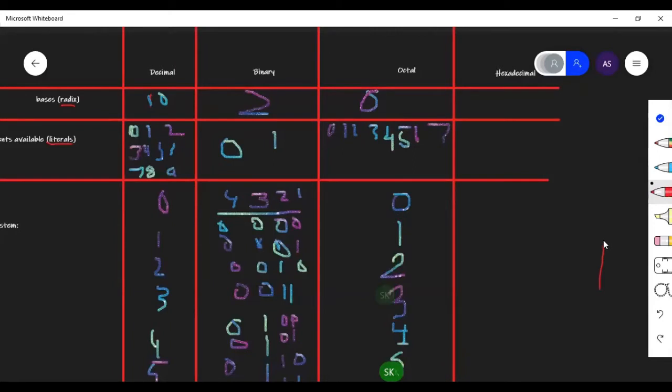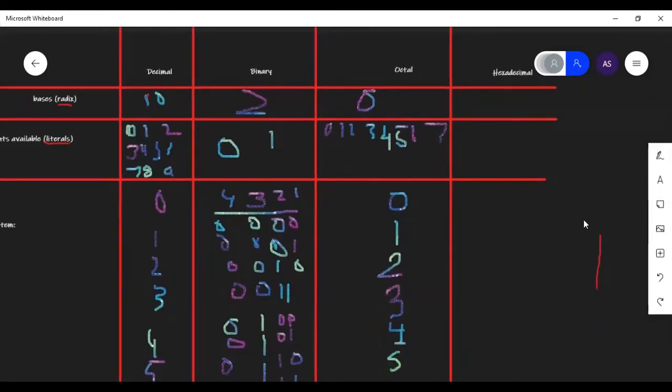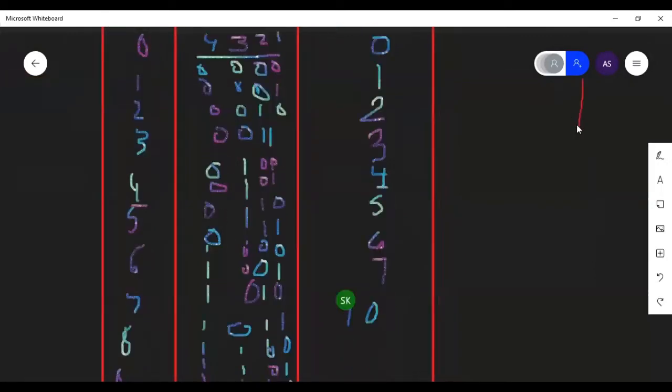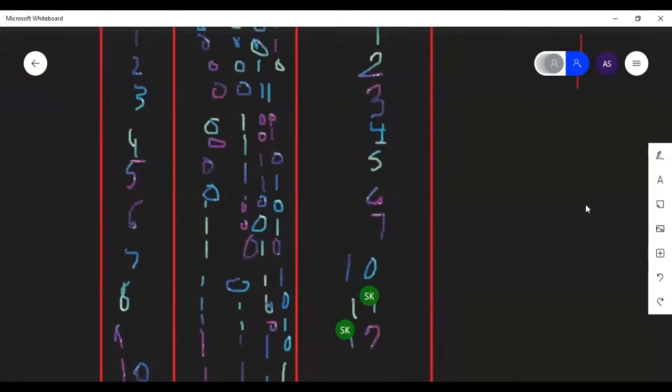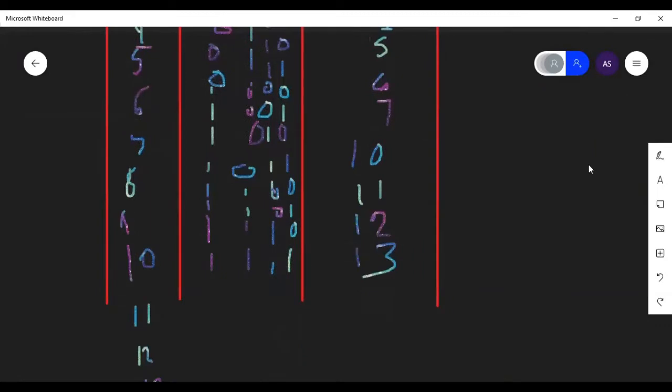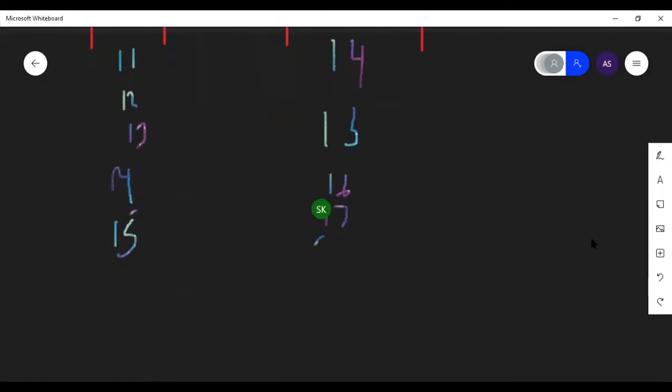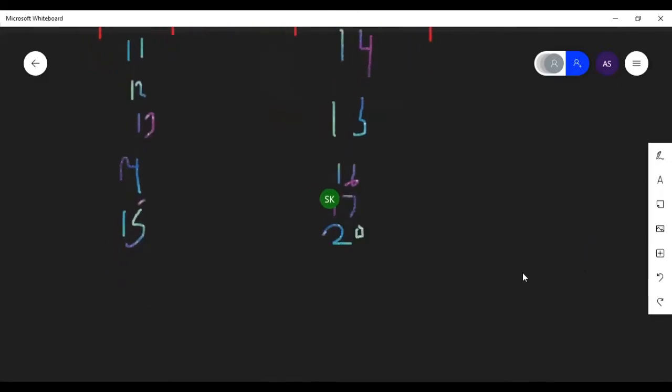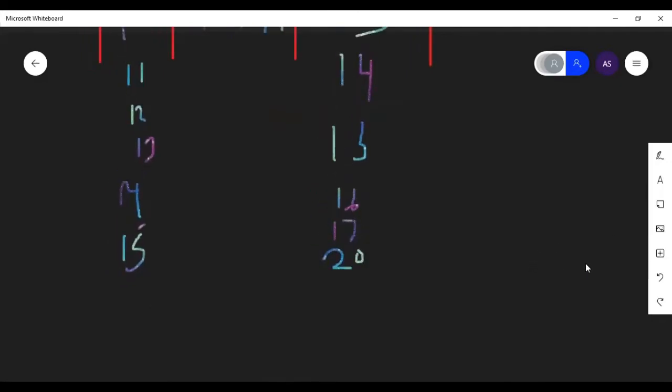And then after that, we will start from 10, 11, 12, 13, 14, 15, 16, 17, then again 20. It looks a bit confusing, right? We go from 17 to 20, but keep in mind this is the octal system.